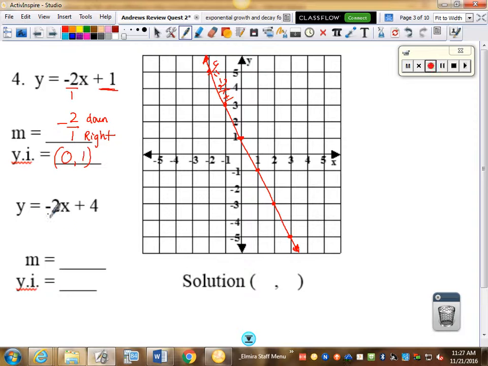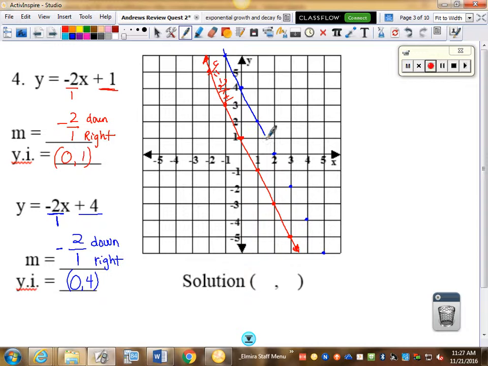Okay, second equation, also not a fraction, but whoa, I'm starting to get a little alarm going off in my head saying, that's -2 also. I'm going to go down 2 and 1 to the right again. But this time I'm starting on 0, 4. Okay, 0, 4, down 2, 1 to the right, down 2, 1 to the right, down 2, 1 to the right. I'm doing the exact same slope.